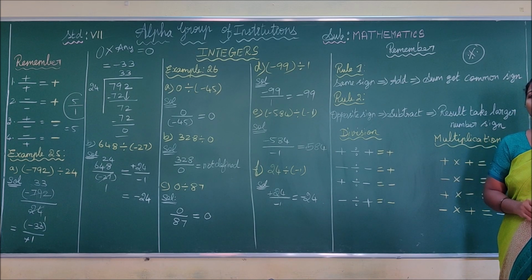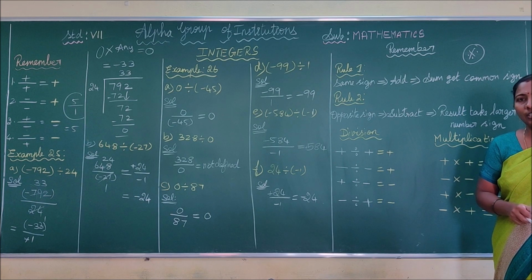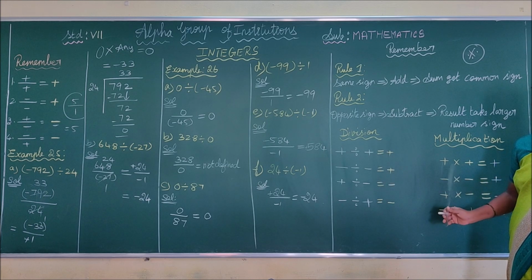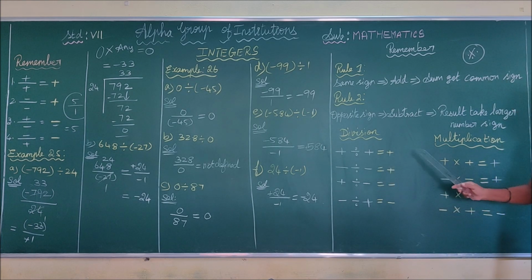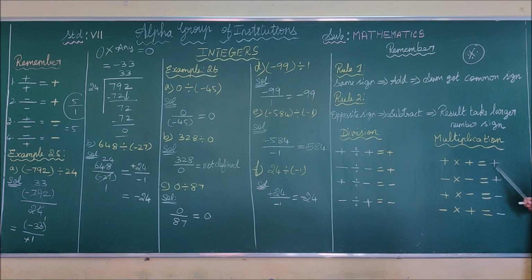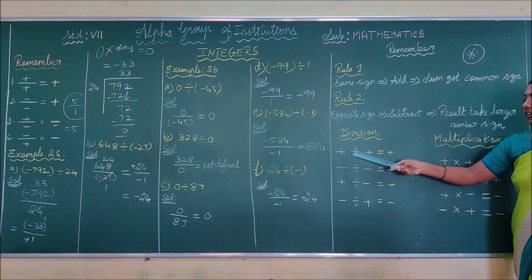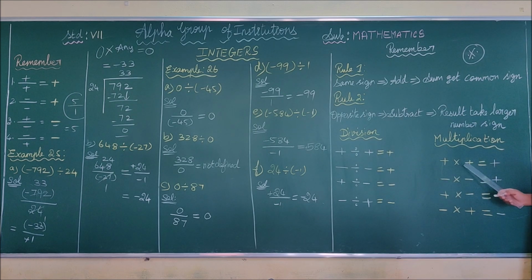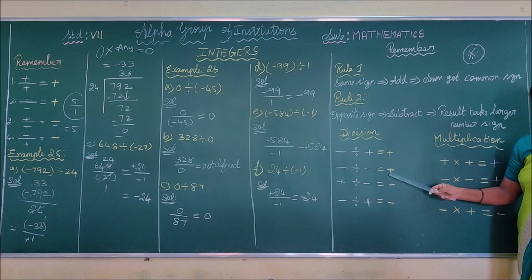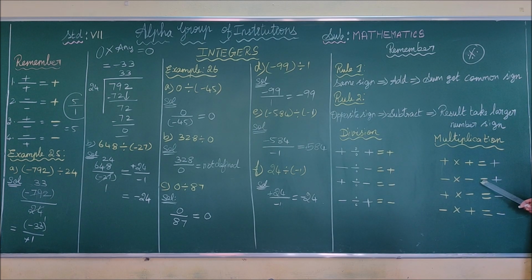Next, what are the remaining 2 operations? Yes, multiplication and division. For multiplication and division, you need not remember 2 different formulas. Observe this, both are the same. See here, children, plus divided by plus, and plus into plus. Though the operation differs, the result is the same. You need not remember the division formula separately and the multiplication formula separately. Both are the same only. Minus divided by minus, here plus. Minus into minus, which is equal to plus.